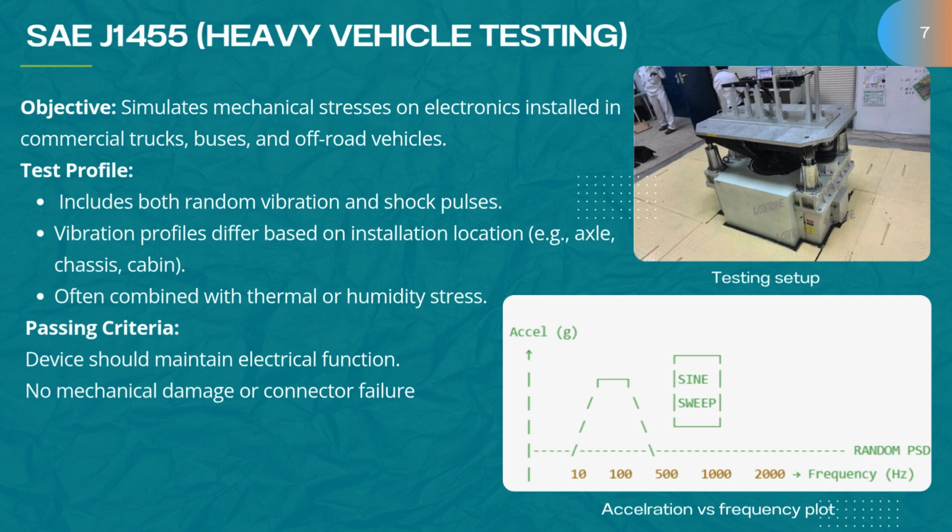It's also common to combine it with thermal or humidity stress to see how electronics perform under extreme real-world conditions. Passing means the device must still function electrically with no connector issues or physical damage. You can see a basic test setup and the general vibration profile at the bottom.